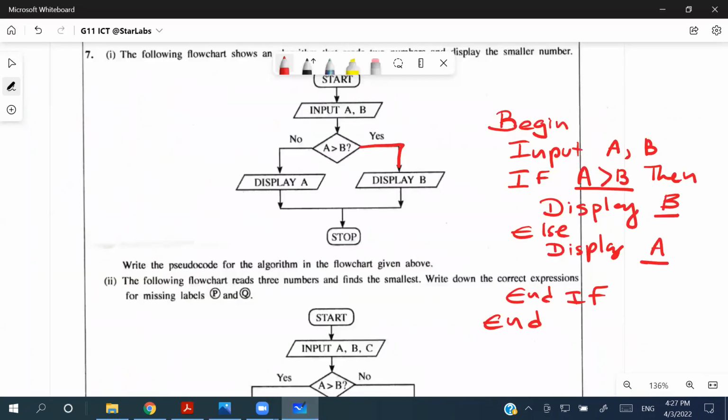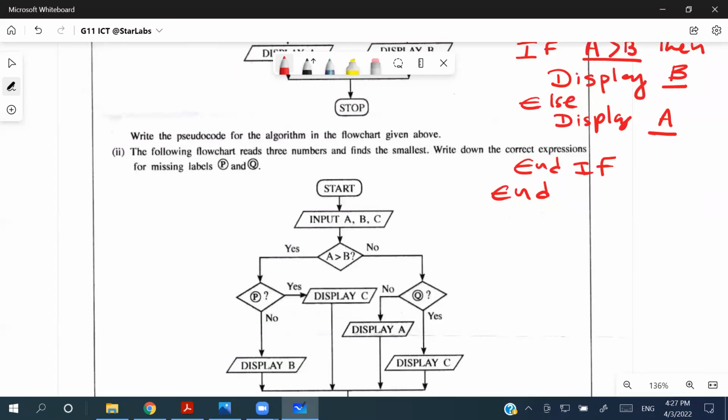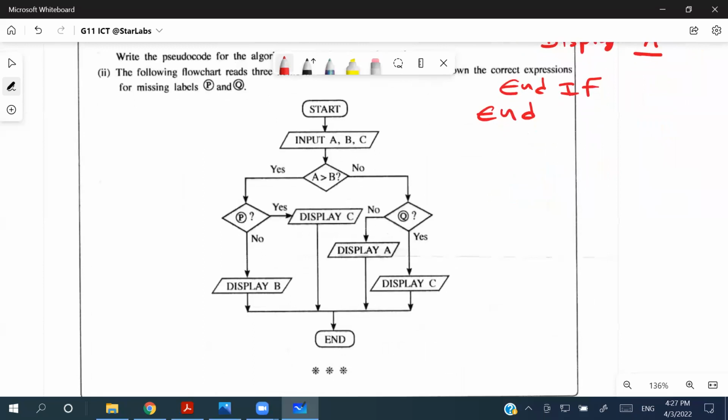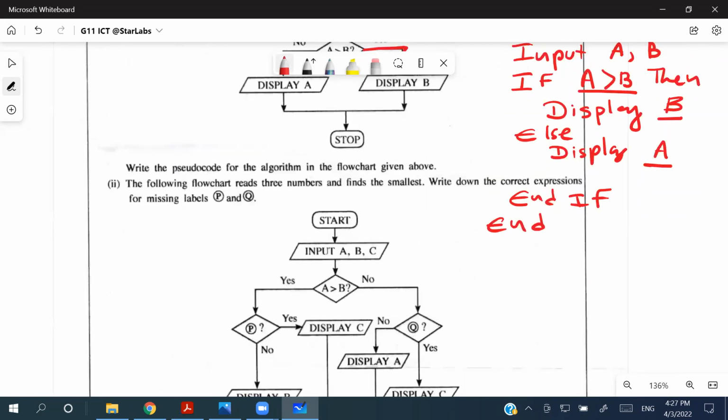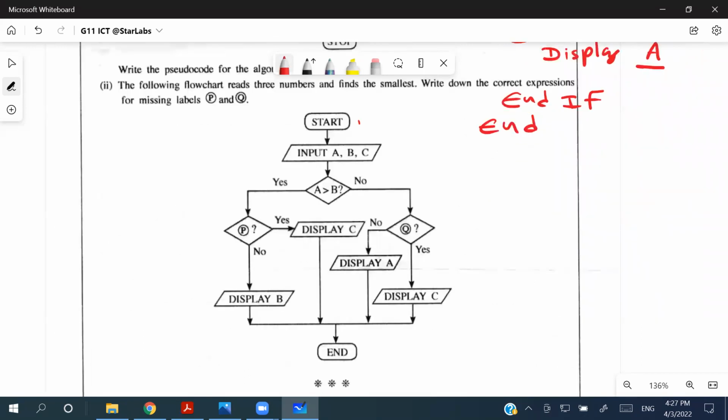And the last part, the following flowchart reads 3 numbers and finds the smallest. Write down the correct expressions for missing labels P and Q. Okay, so the task is to find the smallest. So in the A larger than B condition, they input 3 values. First they check A larger than B. Now here, if it is yes, A is the bigger value, B is the smaller one.